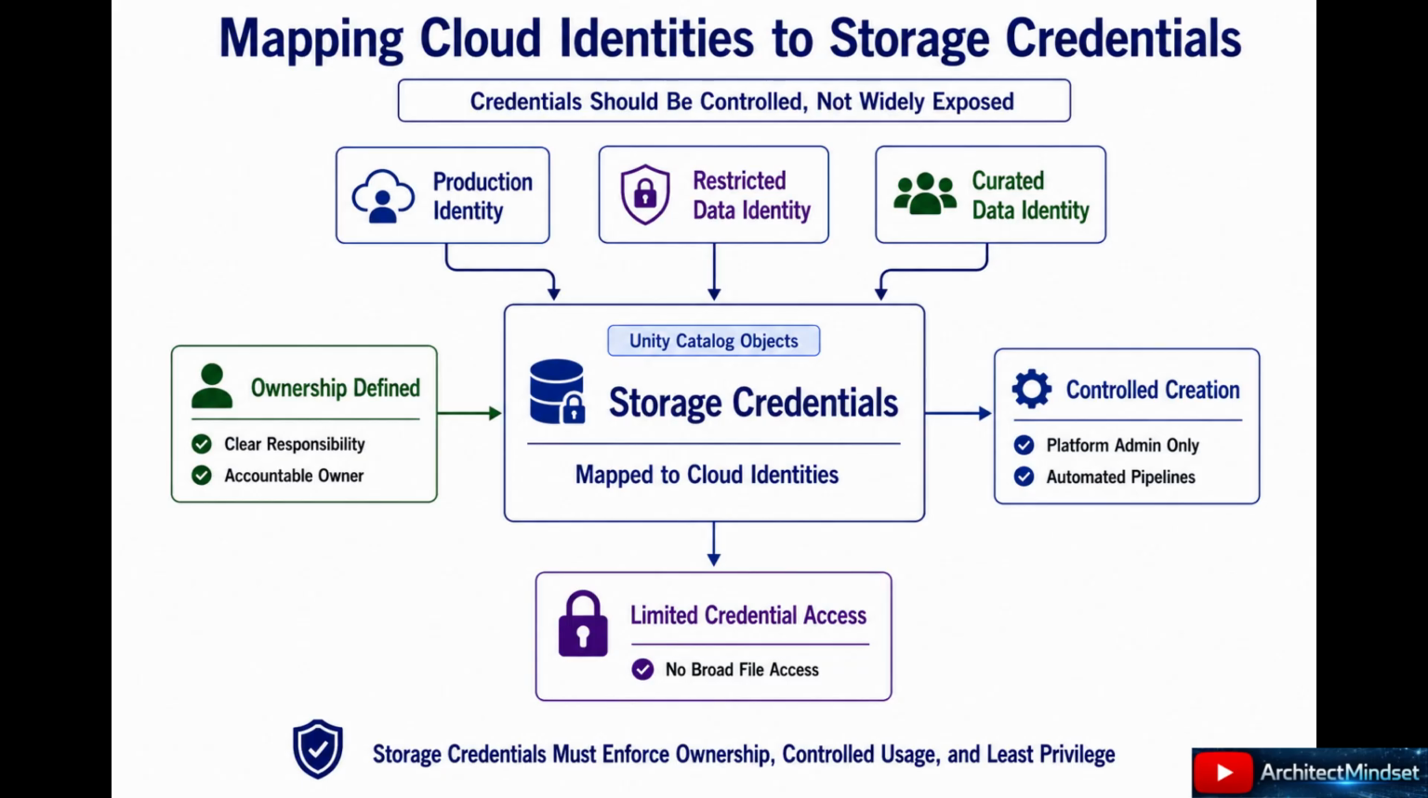Then create storage credentials in Unity Catalog that map to those cloud identities. Keep ownership clear and avoid giving broad privileges on the credential itself. In many cases, only platform administrators or automated deployment pipelines should create external locations from these credentials.